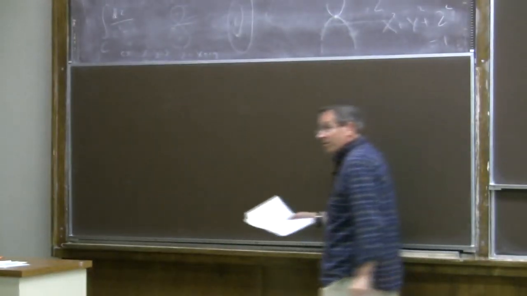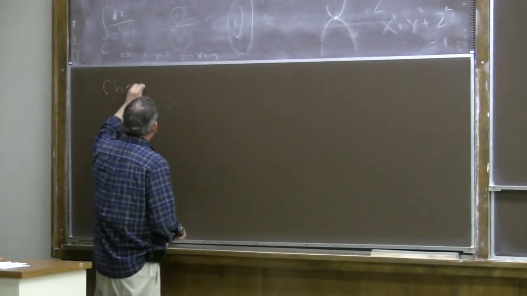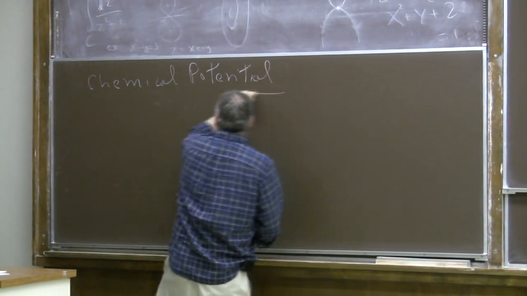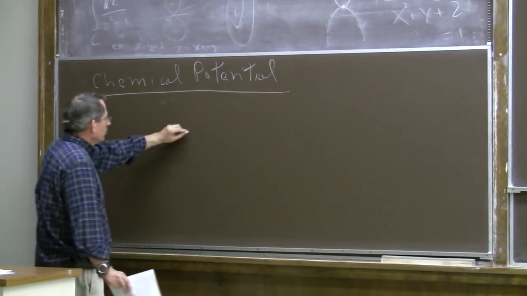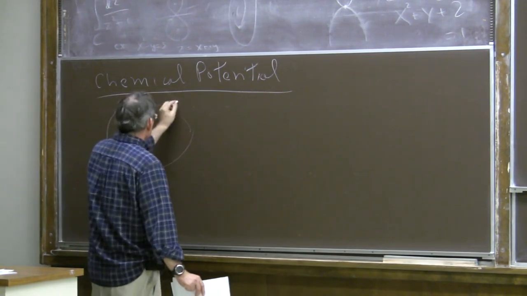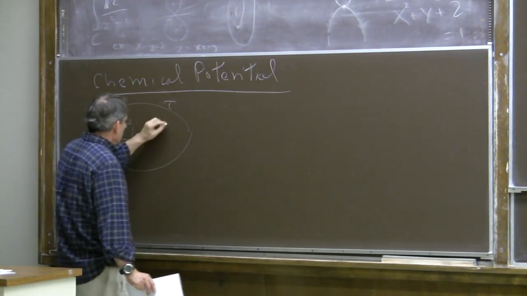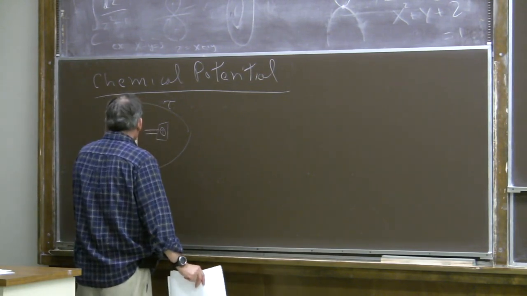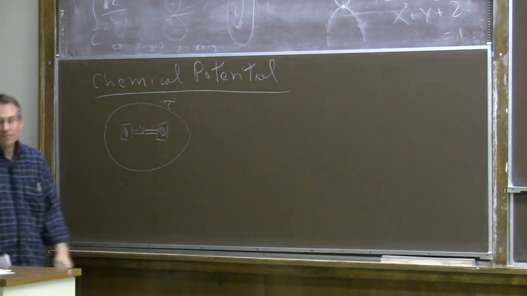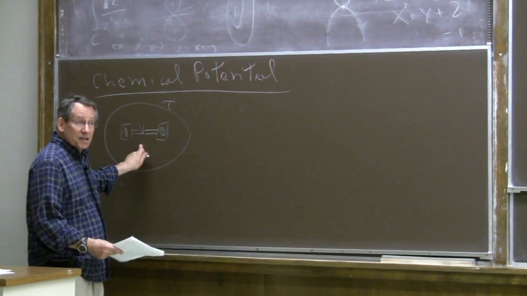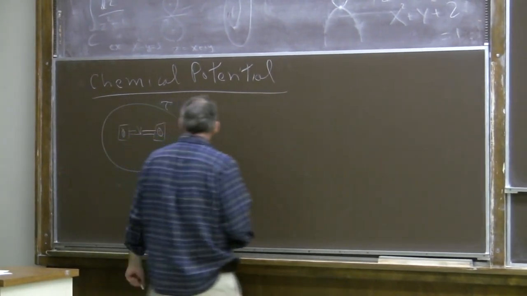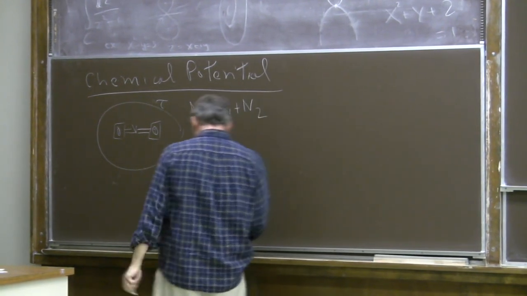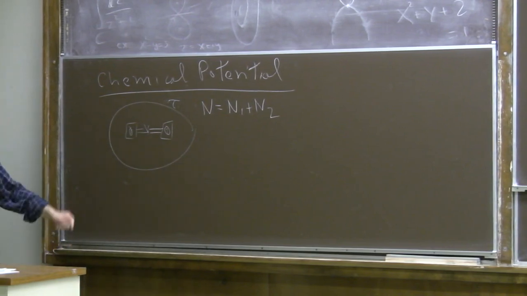The last time we talked about chemical potential. We can consider a situation where we have two systems, both in contact with a reservoir at temperature tau. And we establish diffusive contact between the two systems, which means that particles can pass from system 1 to system 2 or in the other direction. So the total number of particles is conserved, n1 plus n2, but particles can flow from one system to the other.